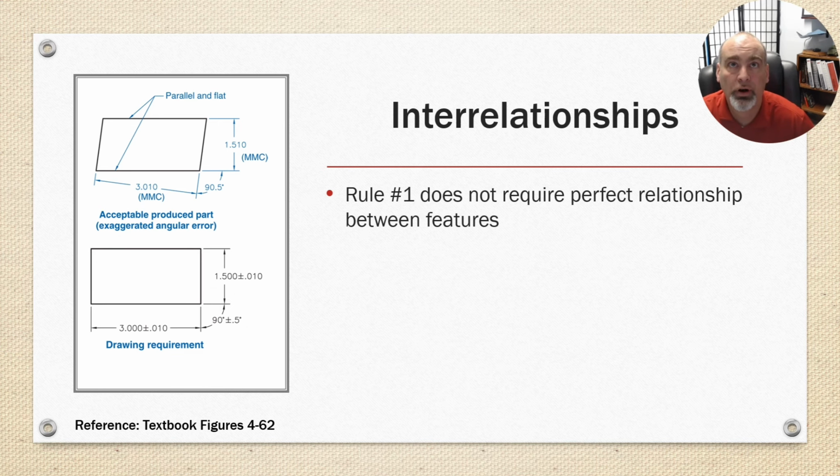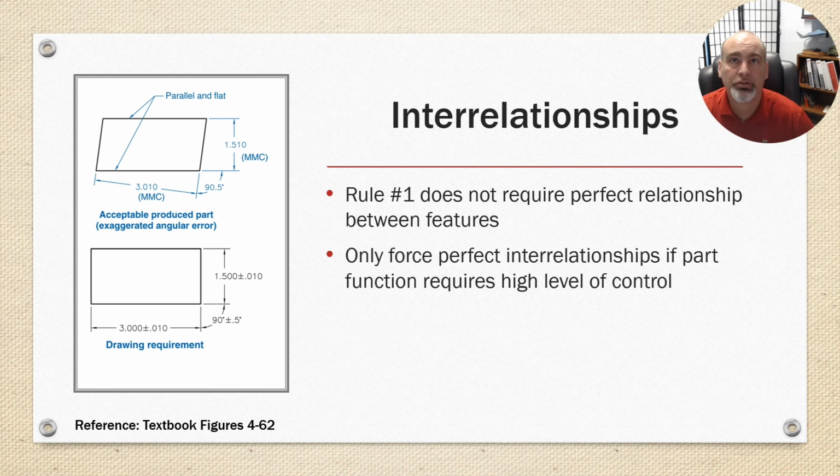Interrelationships. Rule number 1 does not require perfect relationships between features, the rule itself. It only forces perfect interrelationships if part function requires a high level of control.